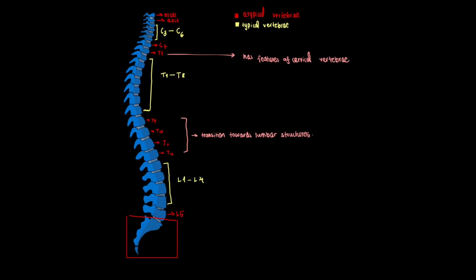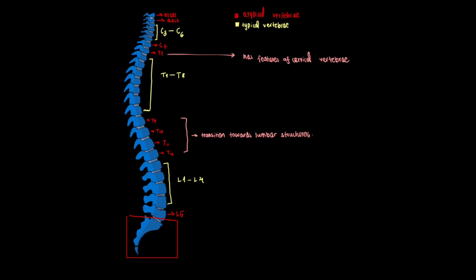The sacral vertebrae are fused to form the sacrum, which supports the pelvis and transfers weight from the spine to the lower limbs. The coccygeal vertebrae, which make up the coccyx or tailbone, are small and fused, and are also atypical due to their reduced structure and lack of functional joints.